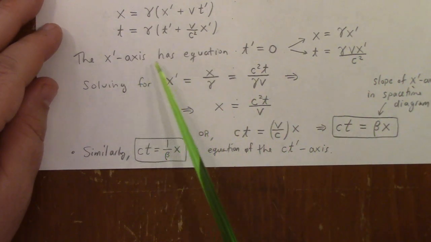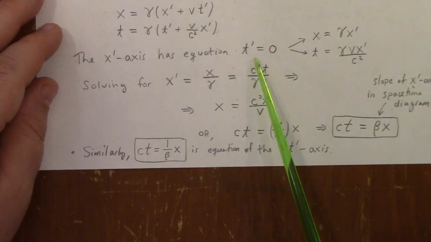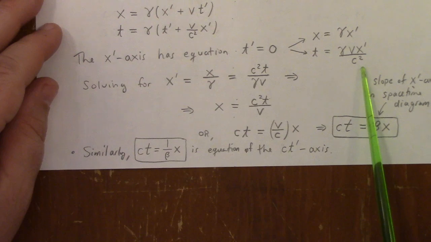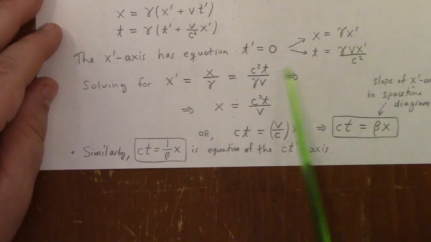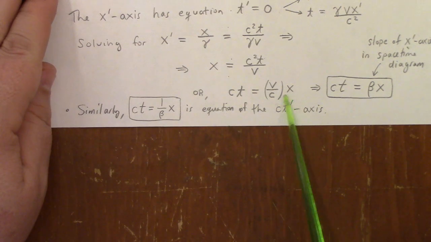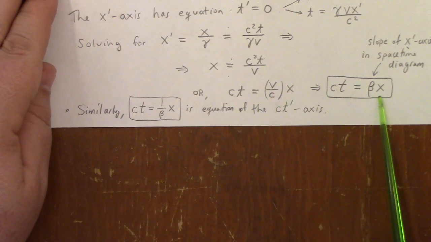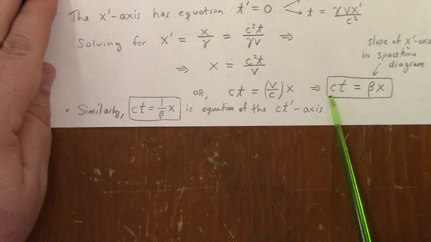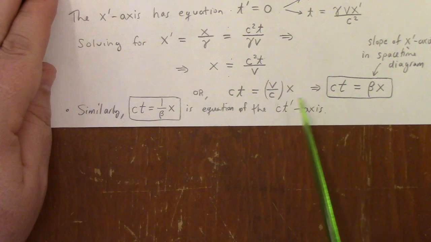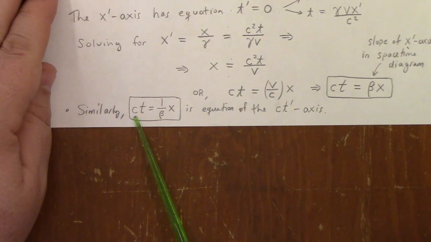For example, the X prime axis has equation T prime equal to 0. So you put T prime equal to 0 into these, and you get this equation and that equation. I'm not really interested in X prime, so I solve for it to eliminate it. That gives me this equation, which I can solve eventually for this one down here, which is CT equals V over C times x. You might recognize that as CT equals beta x. So what that means is that the X prime axis has slope beta.